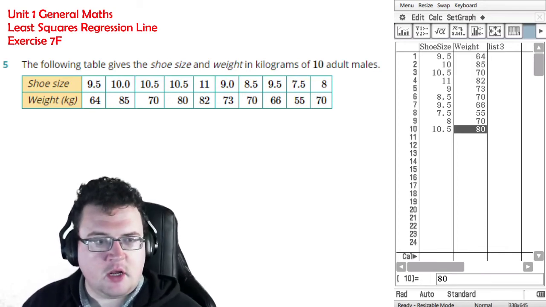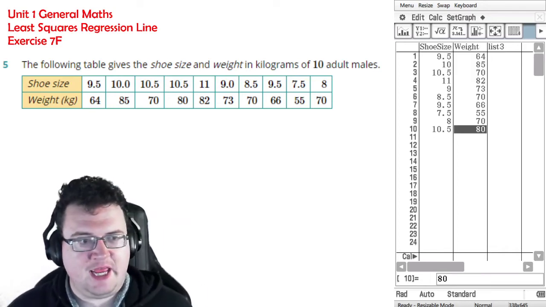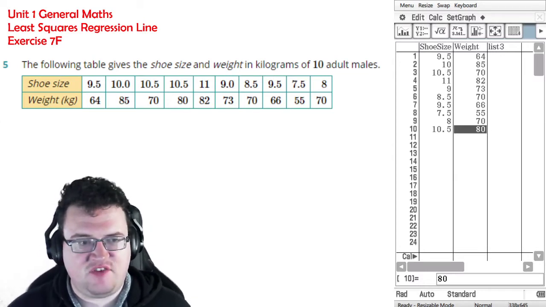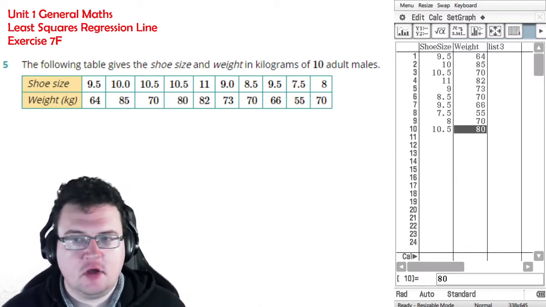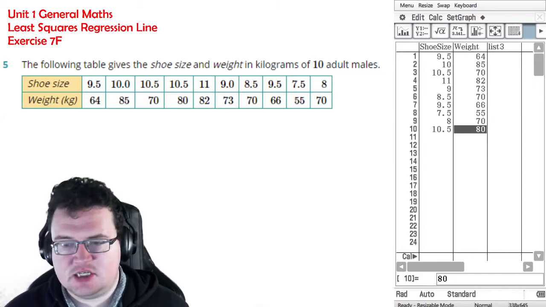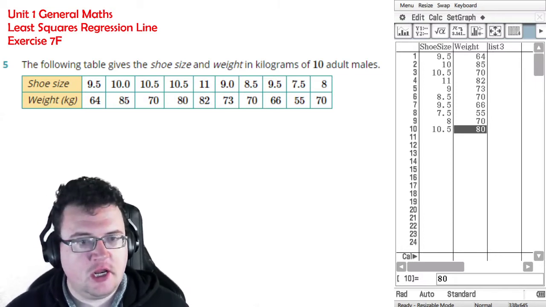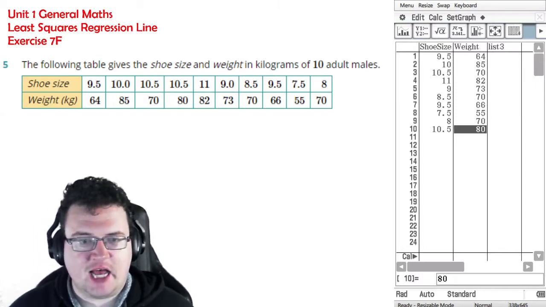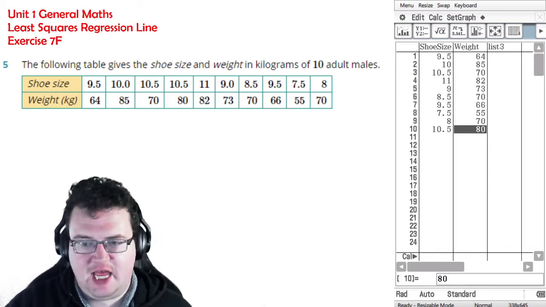Hi everyone, I am going to model for you a question from the textbook 7F, question 5. This is part of the least squares regression line work. So the first question is asking us to set this up as a scatter plot.